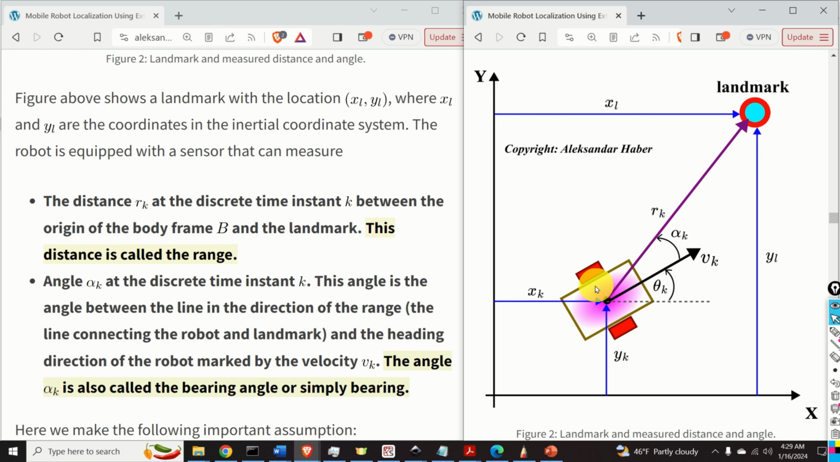Then, the sensor can measure the angle alpha k at the discrete time instant k. This angle is the angle between the line in the direction of the range, that is this line, and the heading direction of the robot marked by the velocity vk. The angle alpha k is also called the bearing angle or simply bearing.